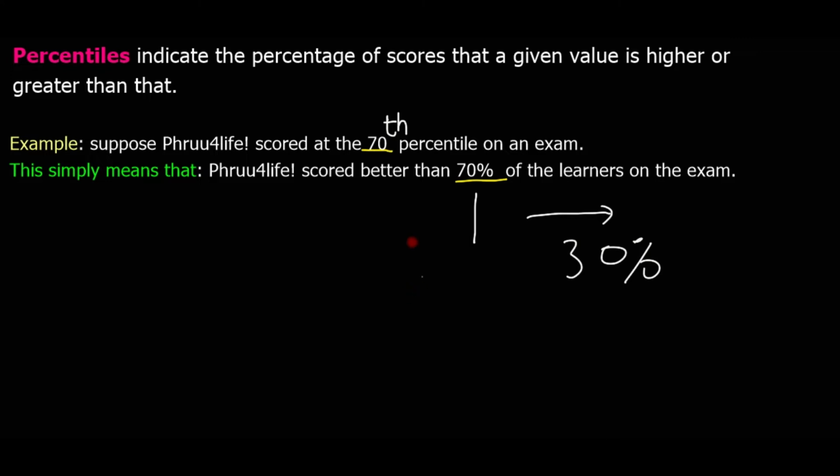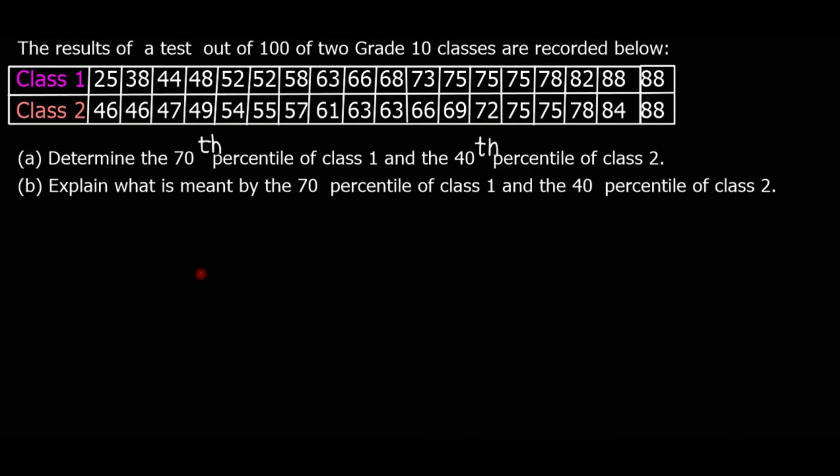So now we need to calculate percentiles. Let's look at the example. The results of a test out of 100 of two grade 10 classes are recorded below. This is class 1 and this is class 2, and the marks are recorded in this table.